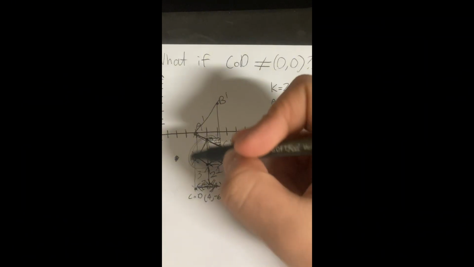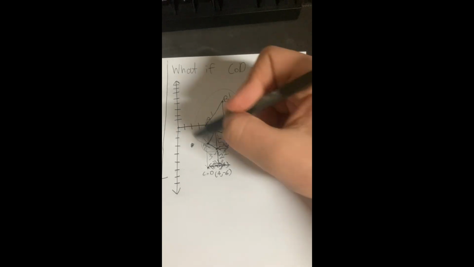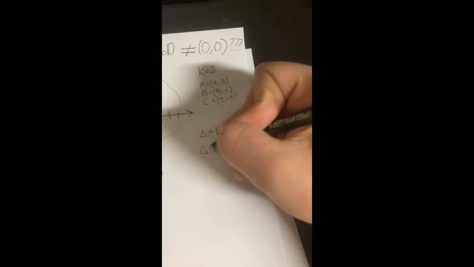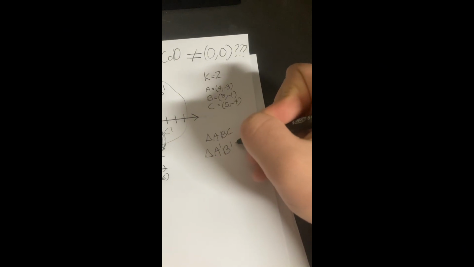This was our old triangle. And now this is our new triangle, which would be, rather than triangle ABC, triangle A prime B prime C prime. So that's what we do if the center of dilation does not equal 0, 0.